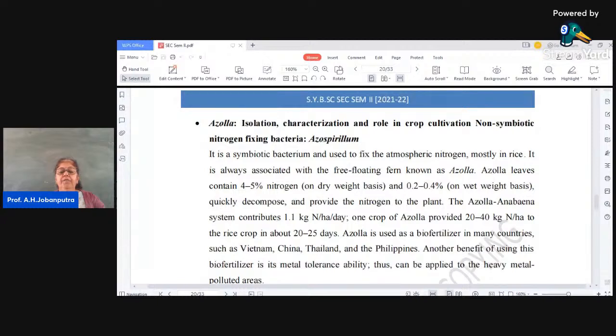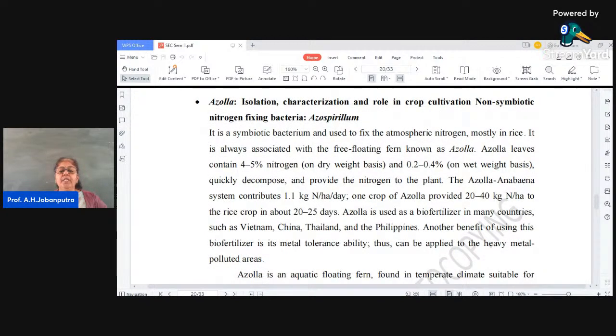And if we cultivate Azolla, then this Azolla can provide 20 to 40 kilograms of nitrogen per hectare to a rice crop. And it can provide this for 20 to 25 days. After that, again you will have to add that Azolla. That is why Azolla is used as a biofertilizer.